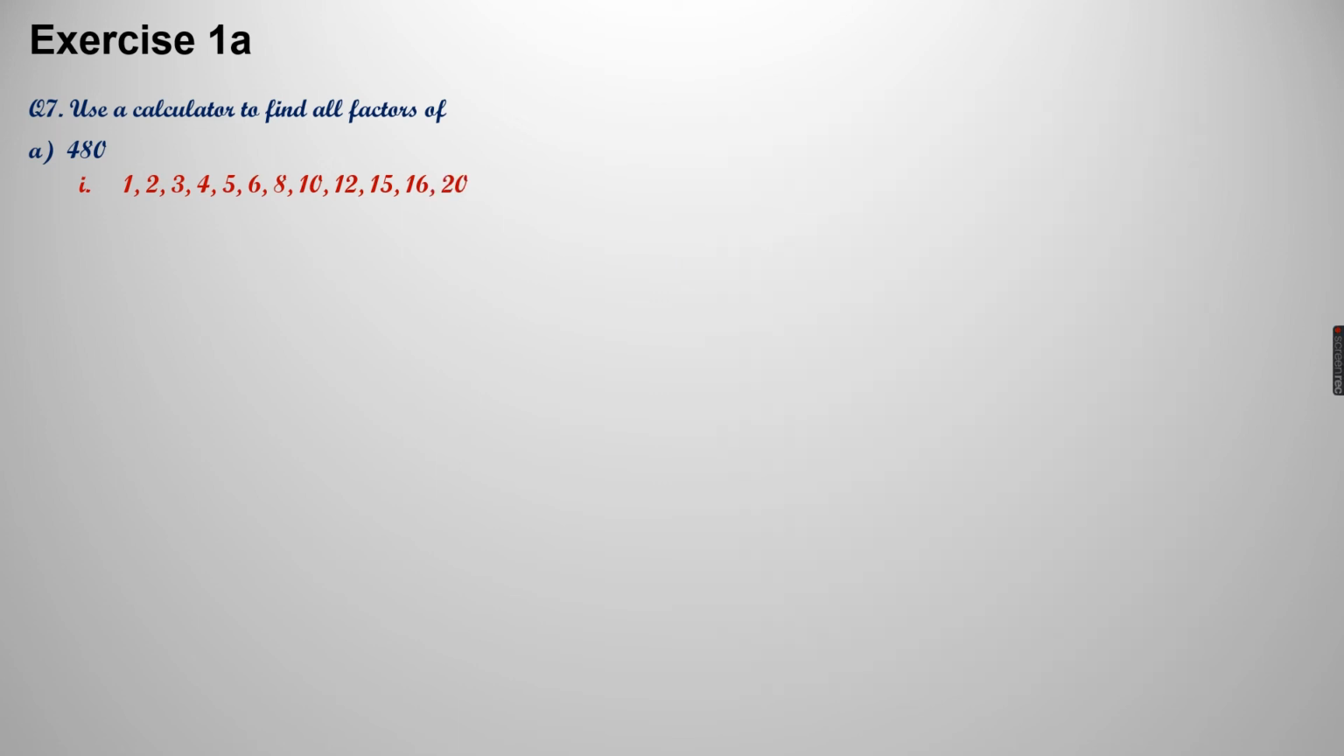Now, it doesn't stop here. 20 is not the last factor of 480. You need to go through all the numbers from 21 to 480, do it yourself, do it on the calculator, and find out all the factors of 480 yourself. Component B, same way, you have to find the factors of 600, the factors of 960, and the factors of 936. It's gonna take you some time to do it even on the calculator. So take the time, do the exercise, and move on to the question number 8.